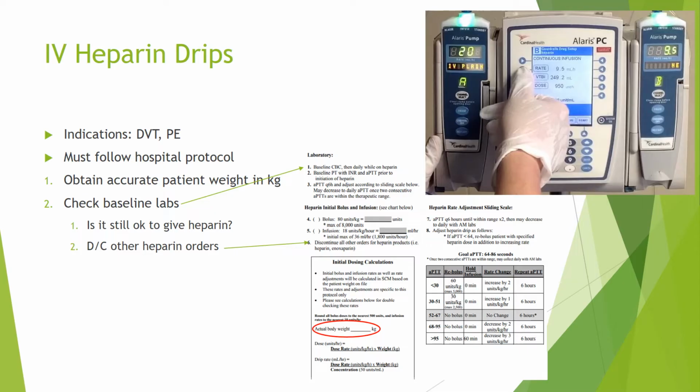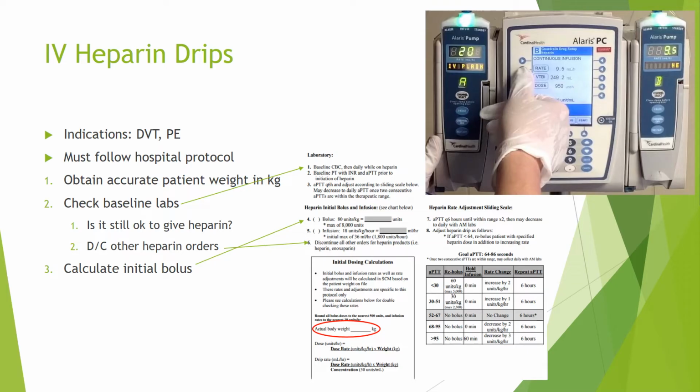Now, because we don't want to just slowly start this drip of heparin, we need to kind of jumpstart it or load up our patients with heparin before we settle down into a maintenance rate. And this is why we start with an initial bolus. So you can see there is a calculation for how much of a bolus we give based on our patient's weight again.